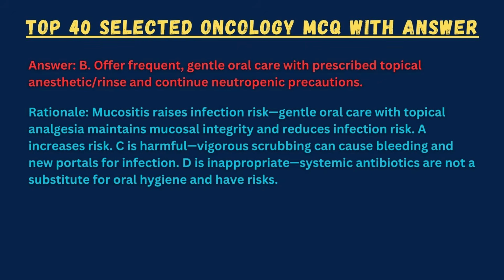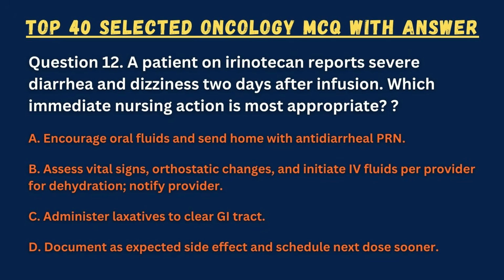Answer: B. Offer frequent, gentle oral care with prescribed topical anesthetic or rinse and continue neutropenic precautions. Rationale: mucositis raises infection risk. Gentle oral care with topical analgesia maintains mucosal integrity and reduces infection risk. A increases risk. C is harmful. Vigorous scrubbing can cause bleeding and new portals for infection. D is inappropriate. Systemic antibiotics are not a substitute for oral hygiene and have risks. Question 12.